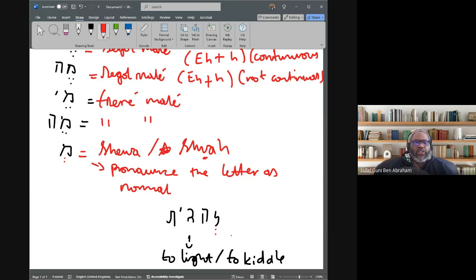It means there's no vowel. You must pronounce the letter as normal. So we cannot say lahaglit. We say lehaglit because it's lamed, lehaglit. Here, medaber because of the shva. So that's the meaning of the shva. It says pronounce the letter as per normal without assigning a vowel to the letter. Does it make sense?